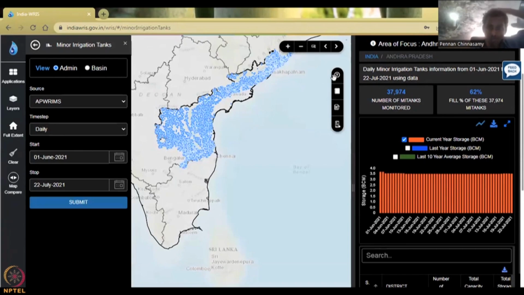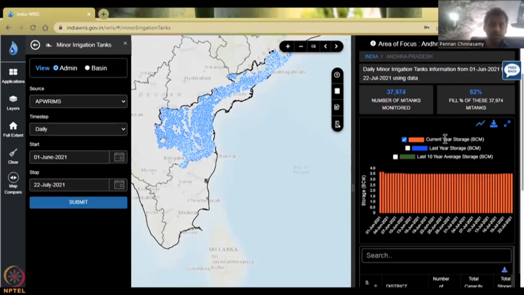Okay, so it is clearly saying as soon as I open the web page, automatically it goes to Andhra Pradesh. It says India, Andhra Pradesh. Okay, I did not select a particular state, but because only that data exists, it is going there. And it says around 37,000 or around 38,000 minor irrigation tanks are there from 1 June 2021 to 22 July 2021. And their storage levels are given at a daily time step.